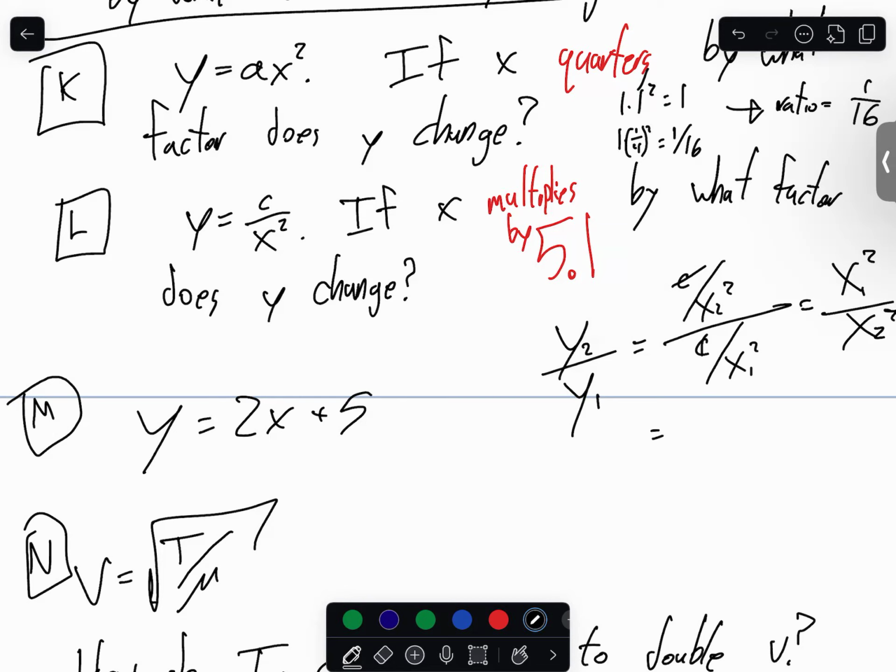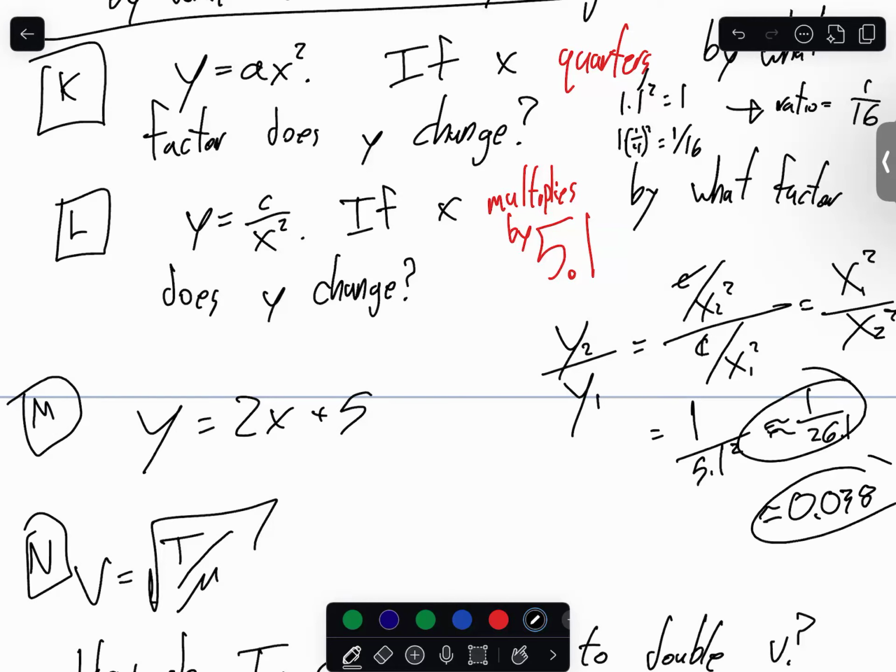Okay. So if I have multiplied x by 5.1, x2 is 5.1 times as great as x1. 5.1 squared is 26.1-ish, something like that. So the answer is 1/26.1, or approximately 0.038. Or if you just wrote 1 over 5.1 squared, I give that credit too.